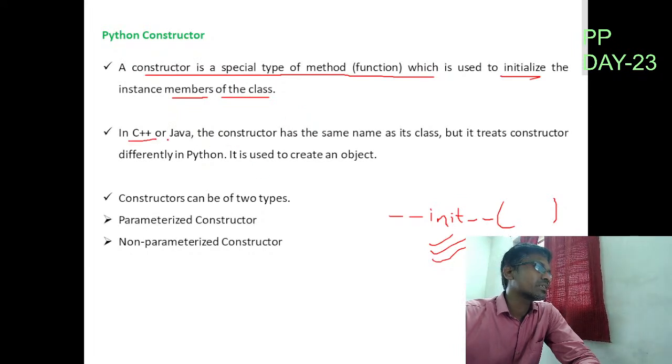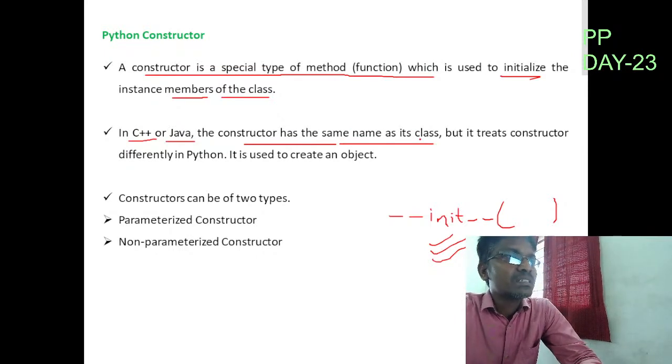Whereas in C++ and Java, the constructor has the same name as its class. That is, the class name is the same as the constructor name. In C++ and Java also, the constructor is used to assign values to the variables, create objects, and allocate memory for the objects. So that will be the same in Python also.